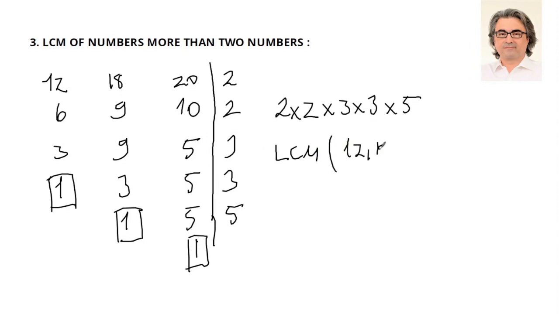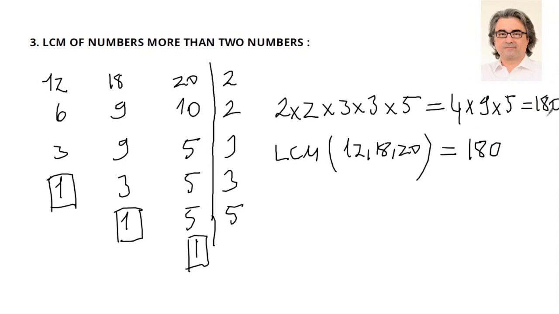12, 18, and 20. Yes, of course, let's find 4, 9, 5. 4 times 9 times 5 is 180. Let's write here 180. Okay. Now, 180 is the least number, or the smallest number, which is divisible by 12, 18 and 20 at the same time. Okay.